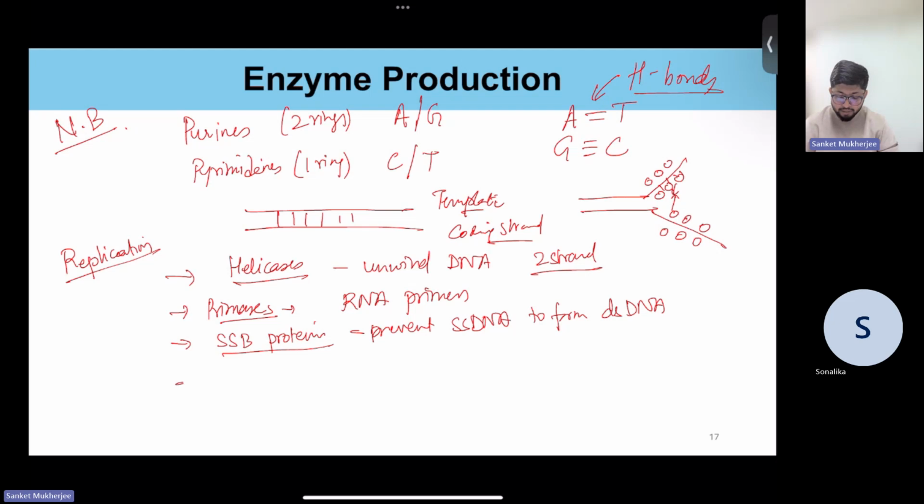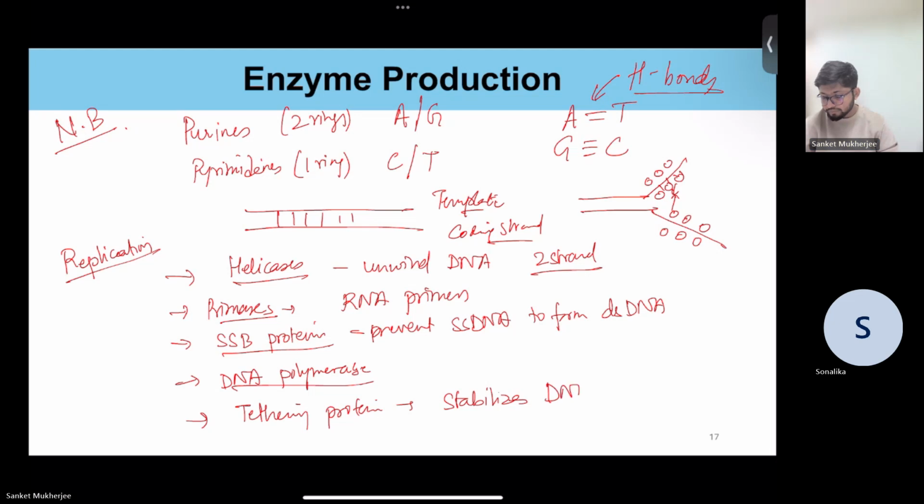Then comes the most important player, the DNA polymerase, which will perform the polymerization. And then we have some tethering proteins, which stabilize the polymerase. Otherwise, the polymerase can fall off from the site. It is possible. To prevent that, there are these tethering proteins.